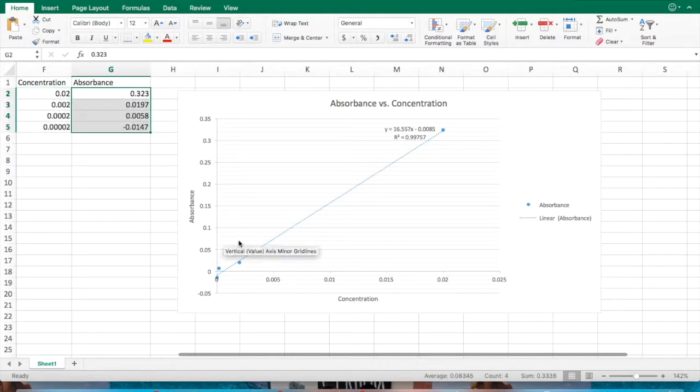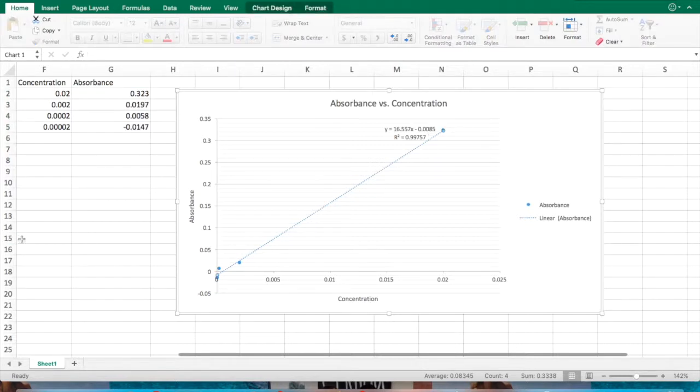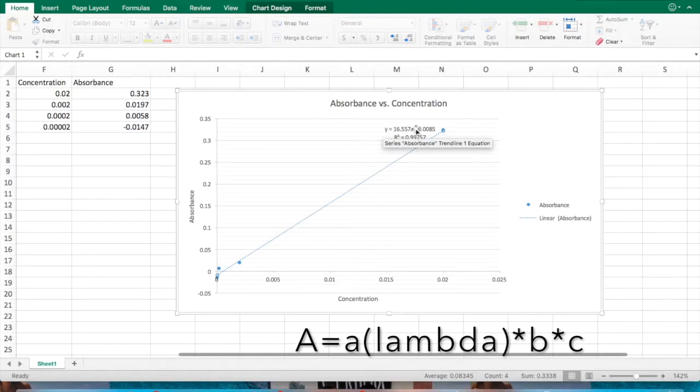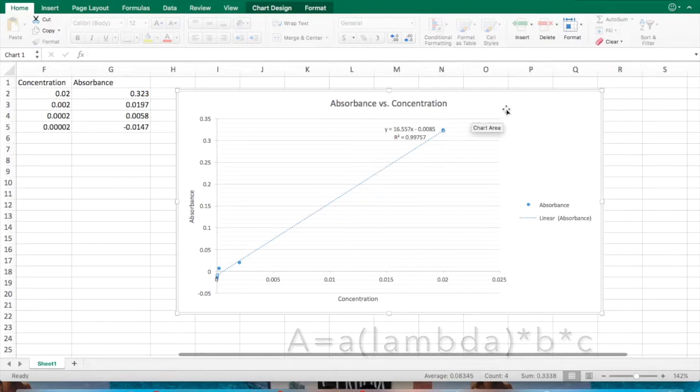We express this relationship through the Beer-Lambert law. The Beer-Lambert law is the linear relationship between absorbance and concentration of an absorbing species. The general Beer-Lambert law is usually written as capital A equals lambda times B times C, where A is the measured absorbance, lambda is a wavelength-dependent absorptivity coefficient, B is the path length, and C is the analyte concentration. These values are determined by the reading of the spectrophotometer, and the analyte concentration is known beforehand.